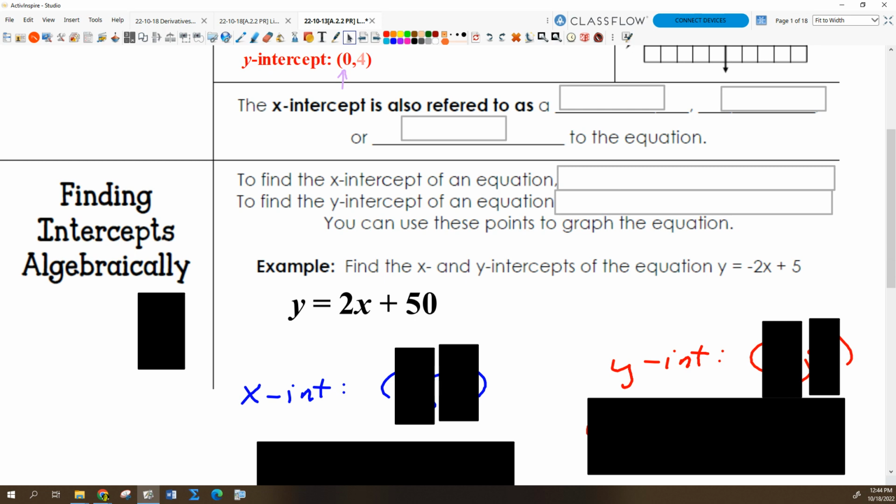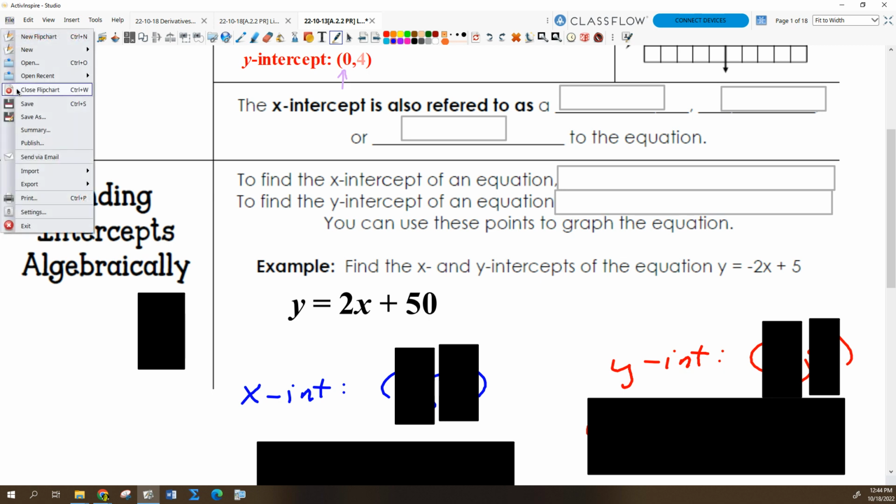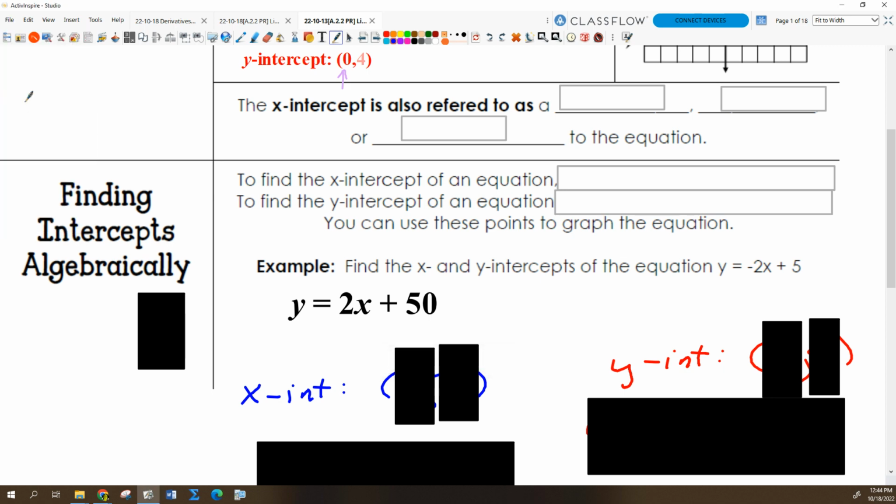What is this thing doing? What is going on here? Oh boy, it's doing this again. Okay, I gotta restart this thing, darn it. Oh, there, it's working.